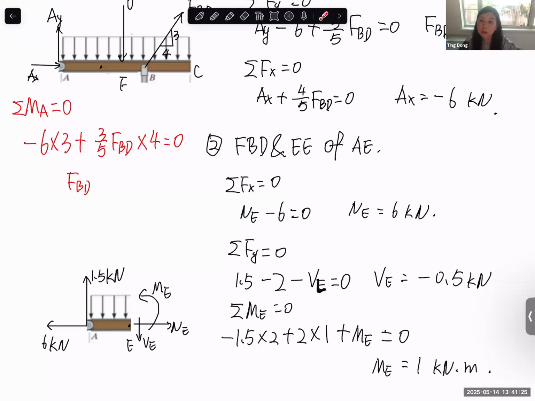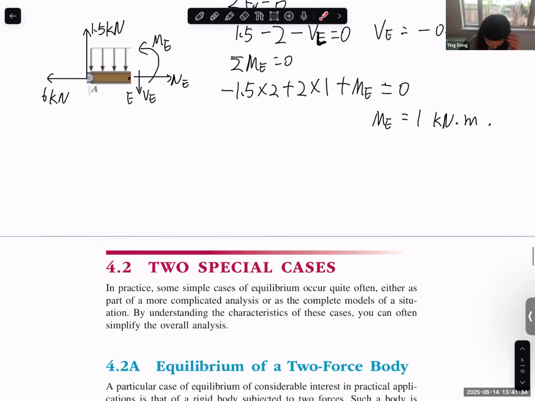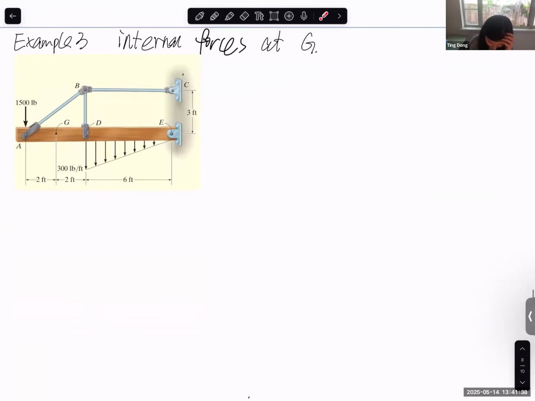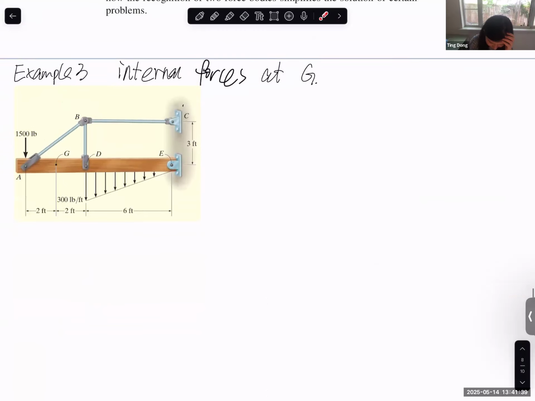Any other question? I don't think we have time to do the third one. I will do the third one next class because we only have 4 minutes left. Any question about these two examples?